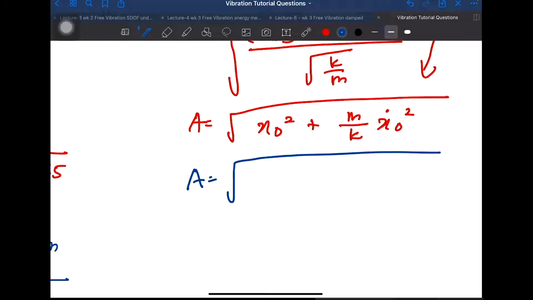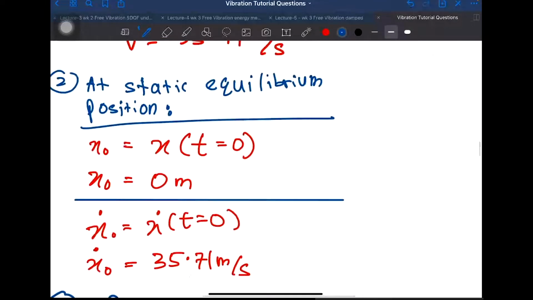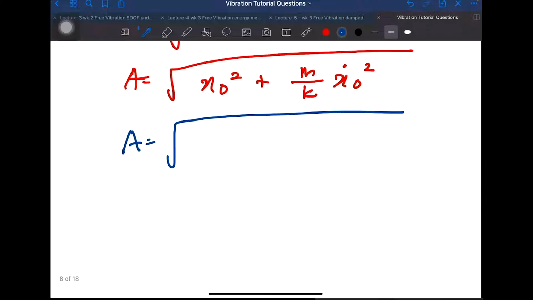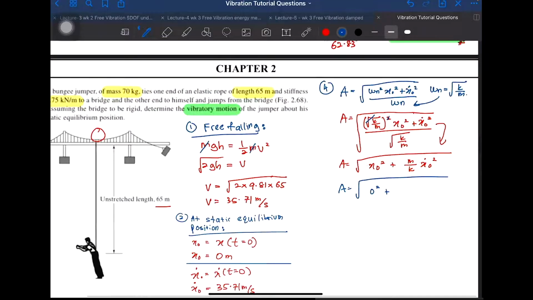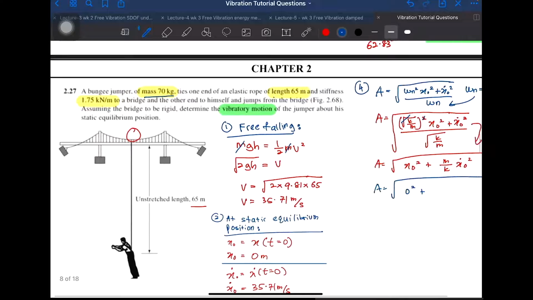Your x naught just now is 0, right? And your x dot naught, or your velocity naught, equals 35.71. So calculating, insert all the values inside this equation. The mass of the jumper is 70 kg. Length, you don't need the length. And the stiffness, the K, is 1.75 kilo.